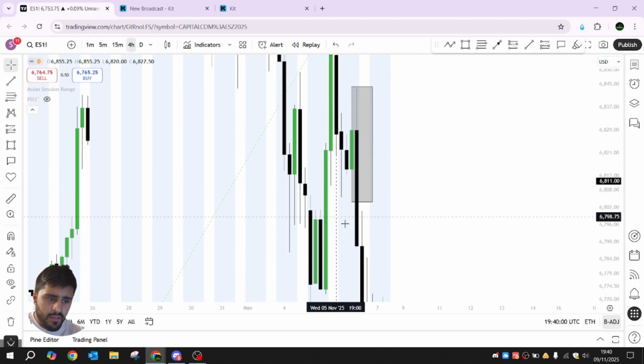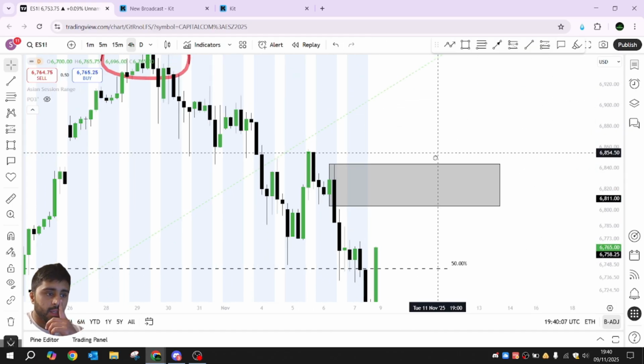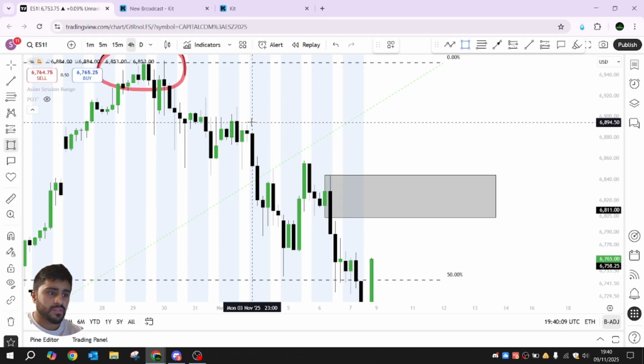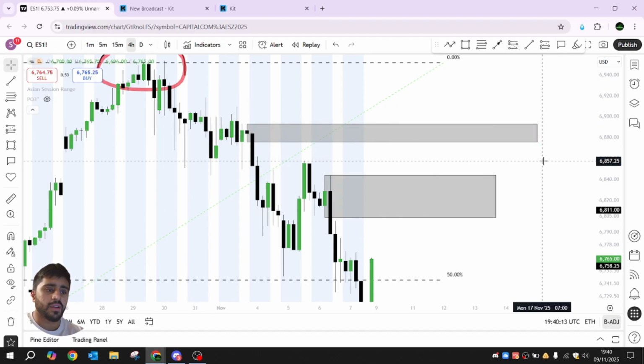Did price leave a fair value gap? Yes, a small one, just a very small one. So let me mark this out. This here is going to be a key level, and so is this. These are our 4-hour POIs or our 4-hour key levels.